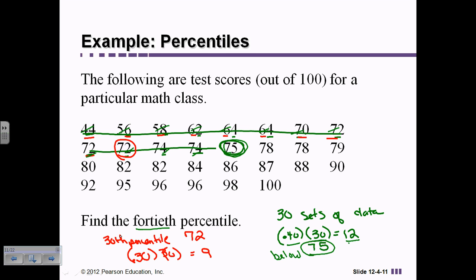If I looked at, for example, the 30th percentile, I would multiply 0.30 times 30 pieces of data, which is 9. So again, counting over 9 places means that this 72 is the marker for the 30th percentile. So anything below 72 would be in the 30th percentile.